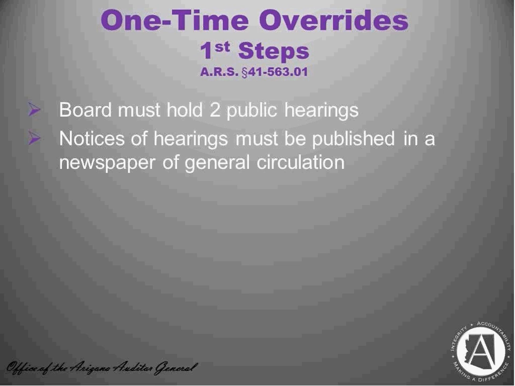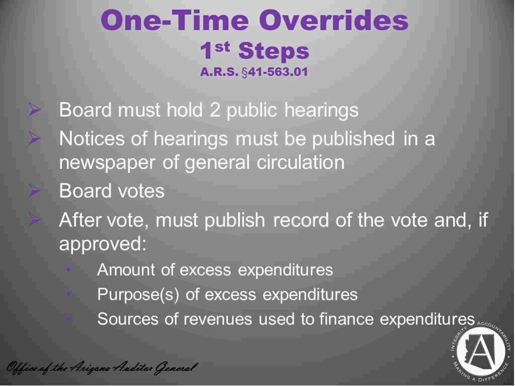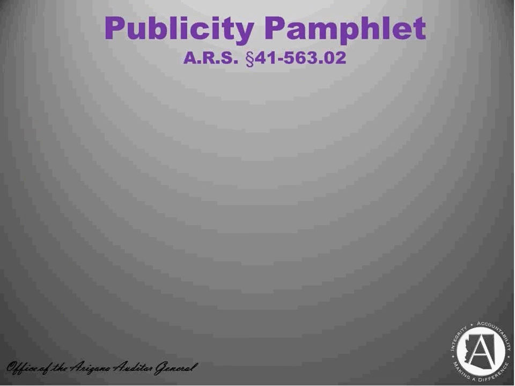The governing board shall hold a special meeting and vote on the proposed override immediately following the second public hearing. After the vote, a notice must be published in a newspaper of general circulation that details the record of the vote, the amount of the proposed excess expenditure, as well as the purpose or purposes for which the excess expenditures will be expended, and the source of revenues to be used to finance the expenditures. If this vote is passed by the board, it does not put the override into effect. This is simply approving the proposed override to be included in an election of the general public.